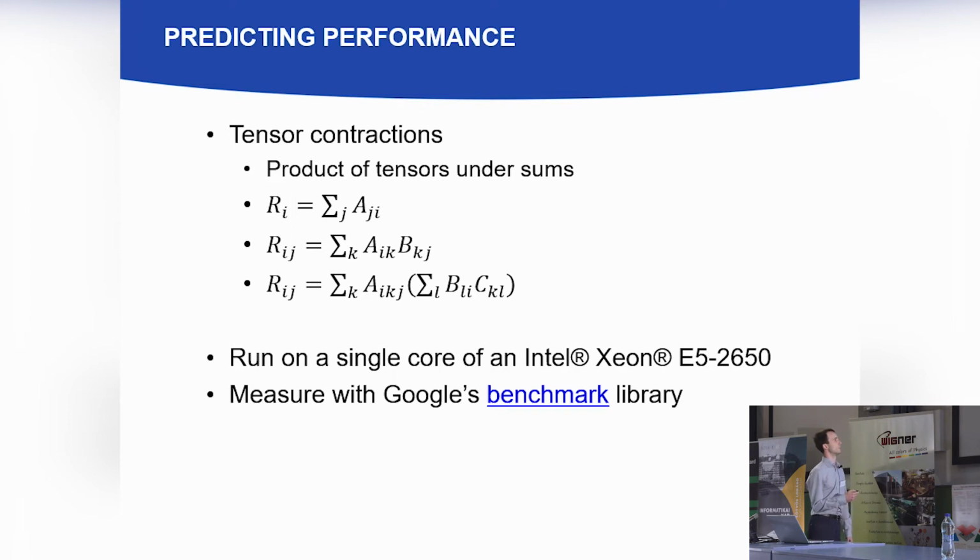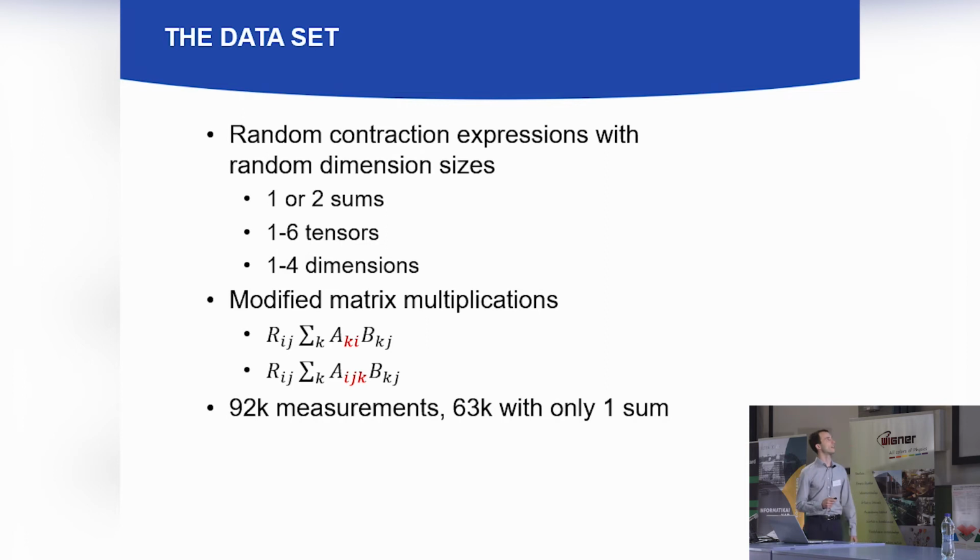We used the server CPU, and I used the Google benchmark library, with which I was quite satisfied. Okay, so we generated random tensor contractions where we constrained the number of sum nodes and tensor nodes. And we've also generated specifically modified matrix multiplications where we transposed one or two of the operands, and we've generalized a bit, added more dimensions. So these matrix multiplication kind of expressions. Altogether we had 92K measurements, and more than half of them were with just one sum, so they're really simple ones.